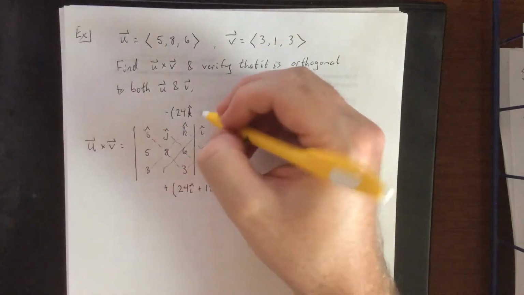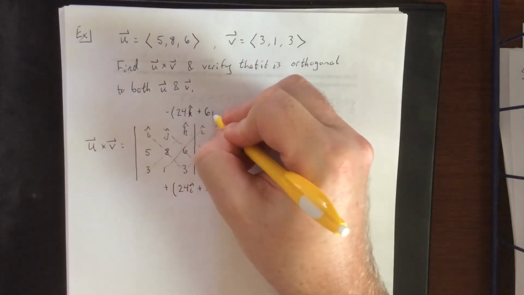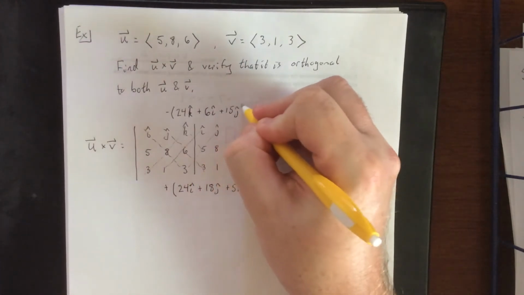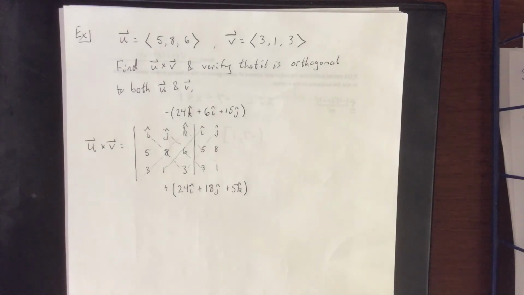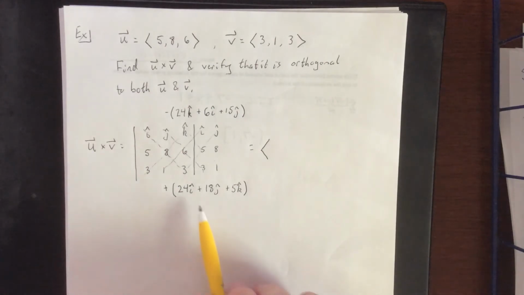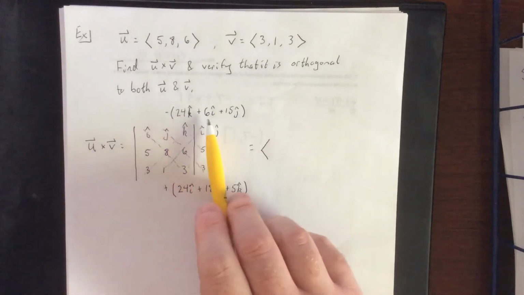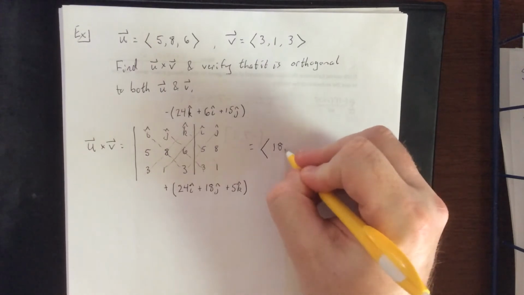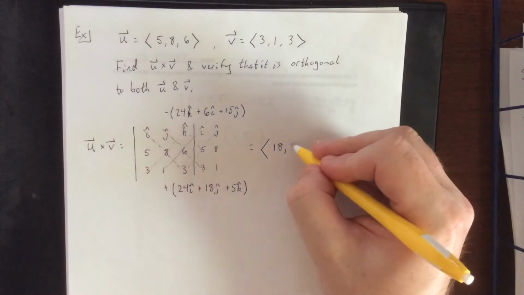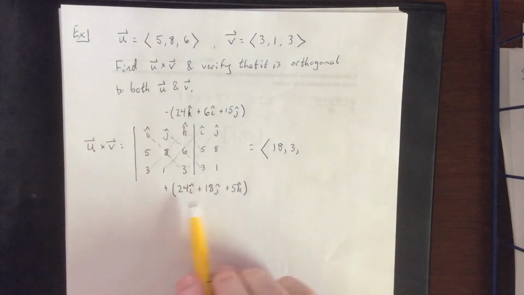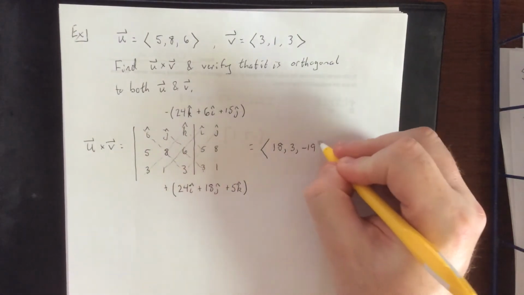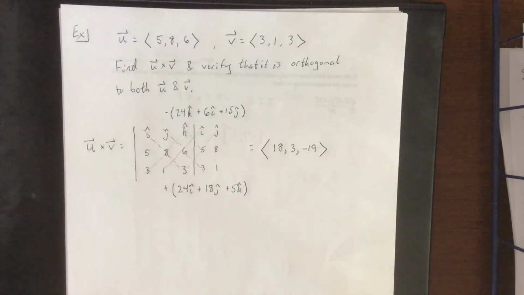Then we'll have 1 times 6 for the I component, that'll be 6I. And 3 times 5 for the J component, that'll be 15J. Now, after I do that, I am going to combine all of the components that I see together. For the I component, I see that we have 24 minus 6 of those, that'll be 18. For the J component, I see 18 minus 15, that'll be 3. And for the K component, I see 15 minus 24, that'll be negative 9. So this is the cross product of U and V.